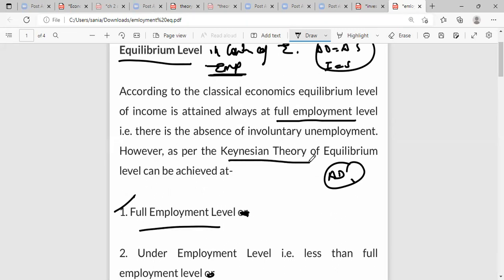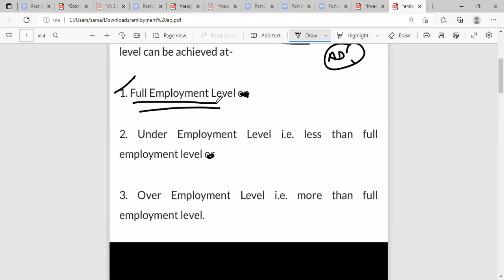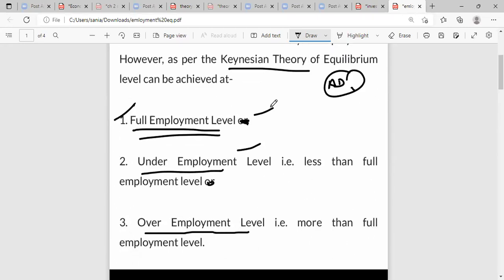But Keynes in his theory said no, there is not only one case, there are three cases. When there is a full employment level, we can get equilibrium. When there is an underemployment level, there also we get equilibrium. And when there is an overemployment level, there also we get equilibrium. The classical economists said that only at full employment do we get equilibrium, but Keynes gave us three situations. We will discuss these three situations in our class.